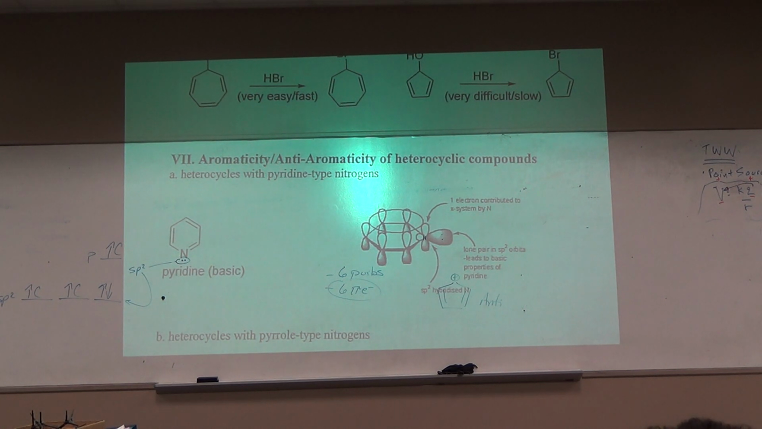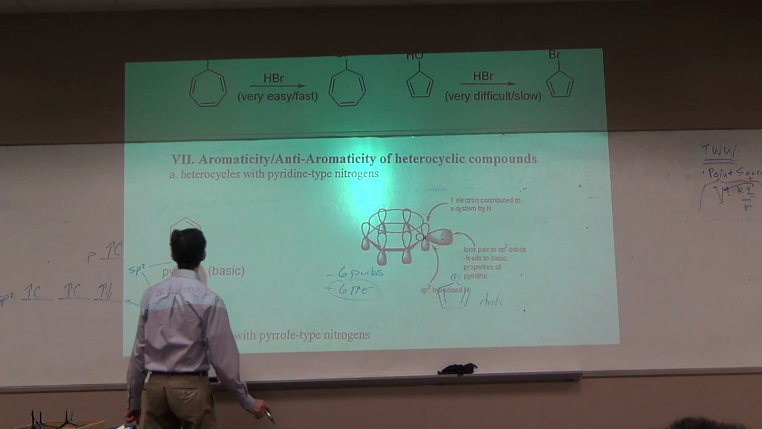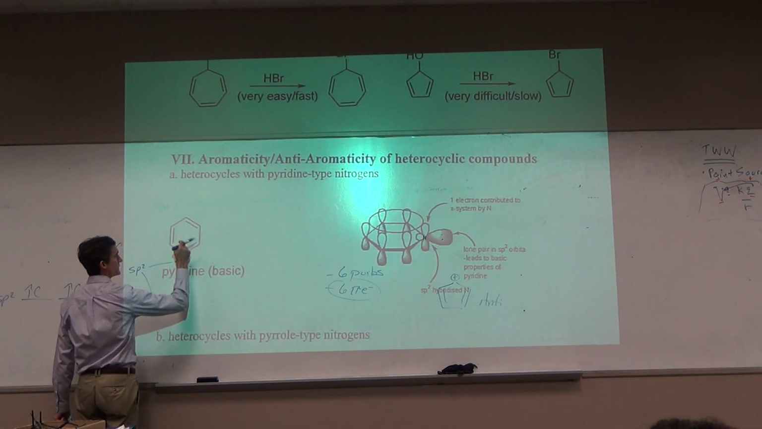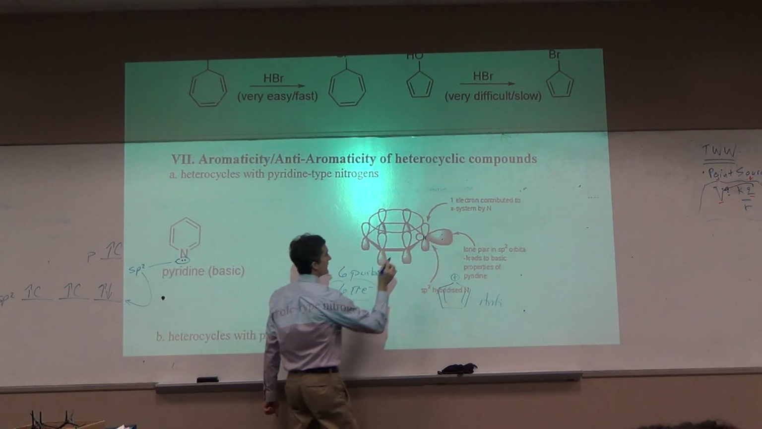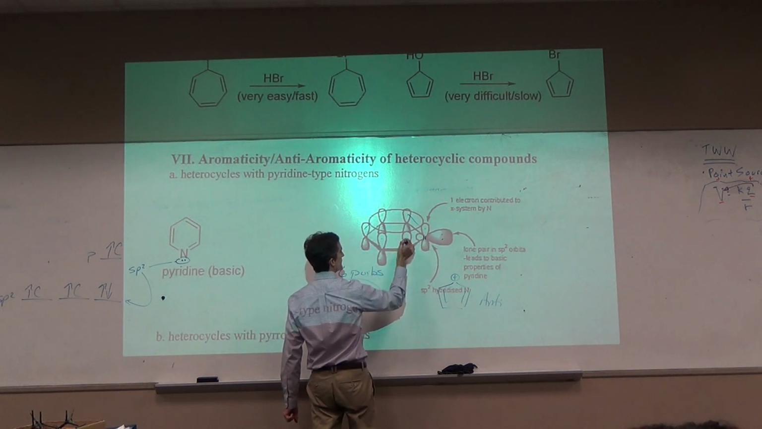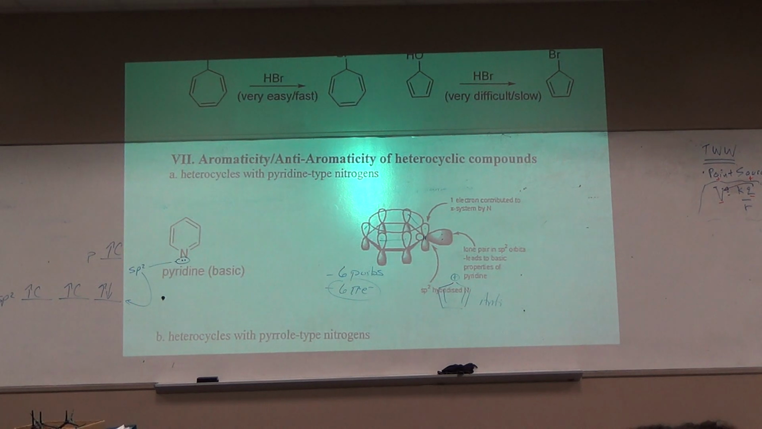Question? Sorry. Did you just say the lone pair is not contributing to the cyclic conjugated system? That's what you said? Right, it's not. No, it's here. 2, 4, 6. Here's the nitrogen. 1 electron, make pi bond. 1 electron, make pi bond. 1 electron, make pi bond. There are your 3 pi bonds. 6 pi electrons.